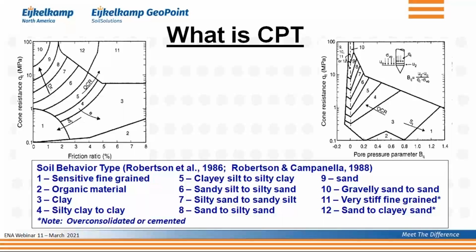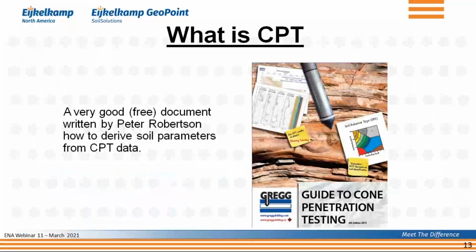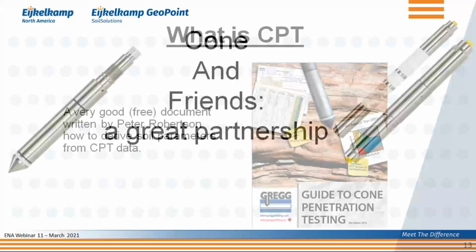And then, of course, what you can do as well with all these parameters that you get, your tip resistance, your sleeve friction, your pore pressure, you can come up with all kinds of other soil parameters. And a good document to derive those soil parameters and what equations to use is this document by Peter Robertson, which you can find free on the internet. But if you want to get a copy, please feel free to contact me, and I'm more than happy to send you a copy.